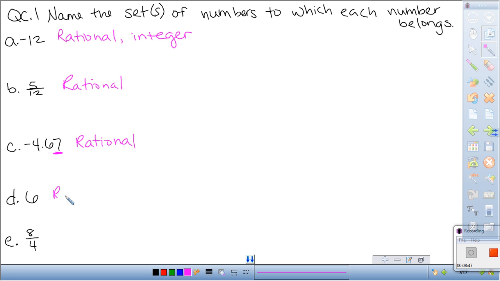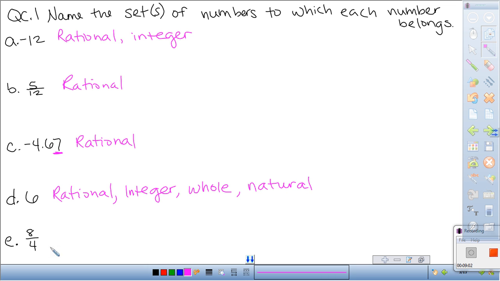So 6, it is rational. Very rational number. It's also an integer because it's not a fraction or a decimal. It's also a whole number. It's not negative. And finally, it is a natural number. It's a counting number. 1, 2, 3, 4, 5, 6.